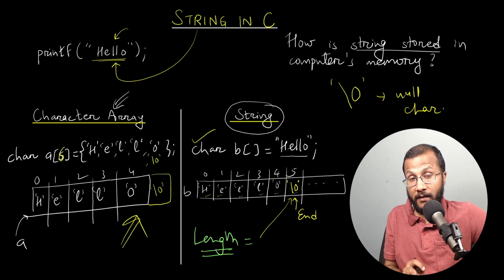Length is the number of characters in the string excluding the null character. Okay, so in this case the length is 1, 2, 3, 4, 5. So we say the length of this string is 5.